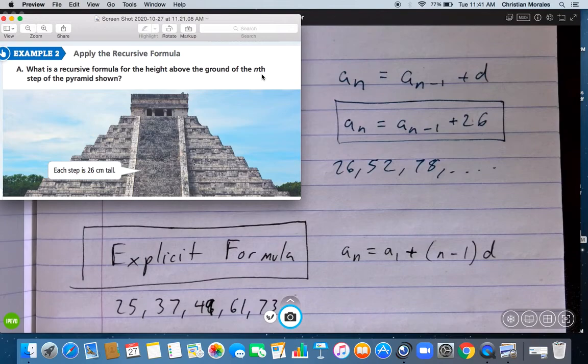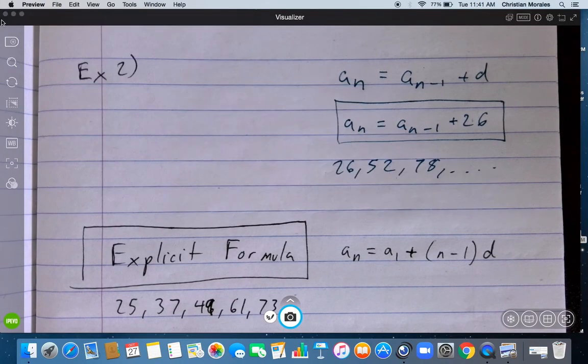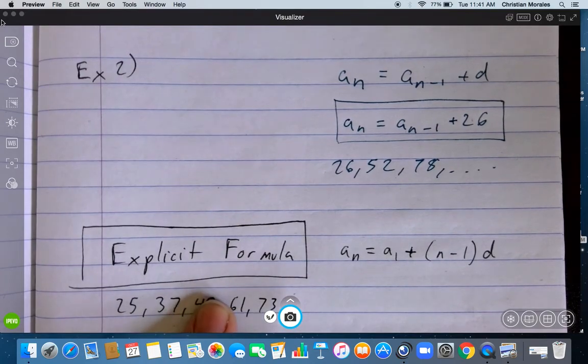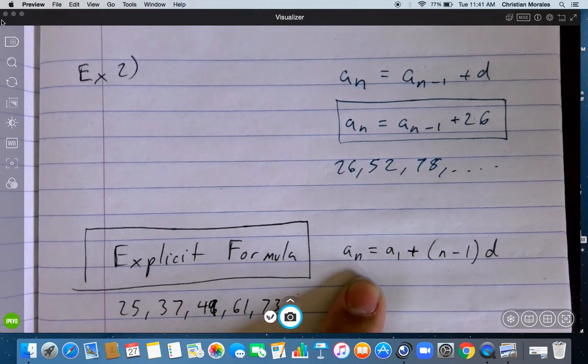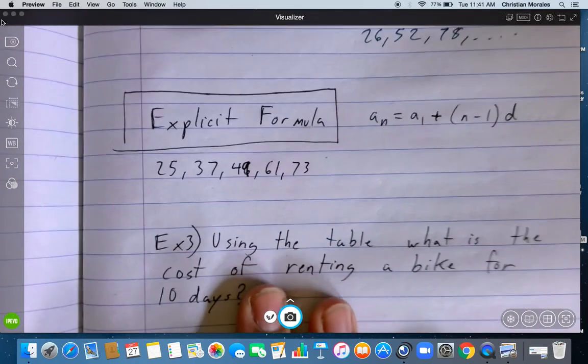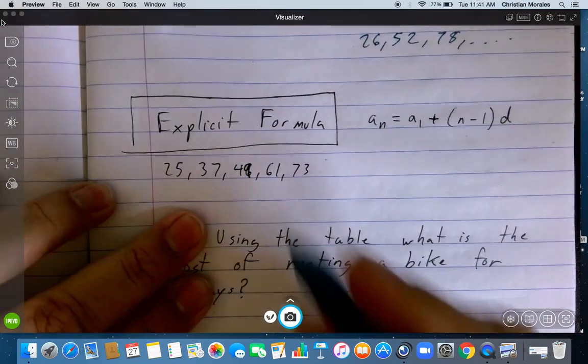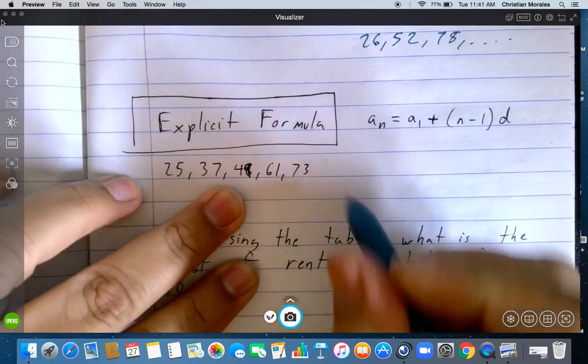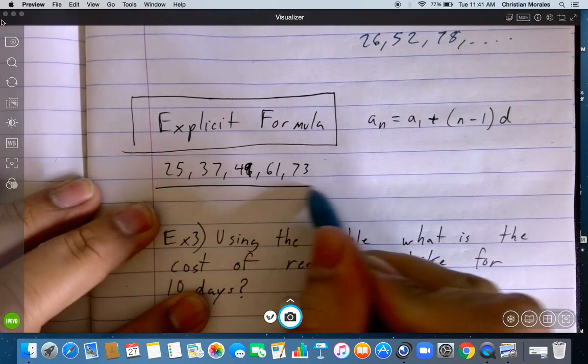Now, there are other formulas. For example, there is one called the explicit formula right here. And the explicit formula looks like this. Okay, so it looks a little bit more complicated. So let's talk about it before we write it down. And let's use the same sequence. This is supposed to be 49. Sorry, I made a mistake copying. Let's use the same sequence.